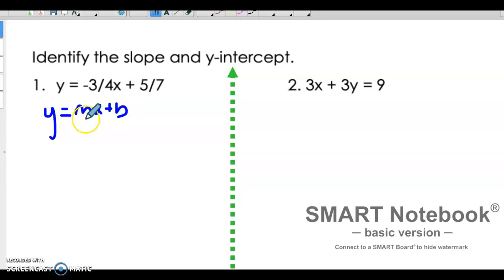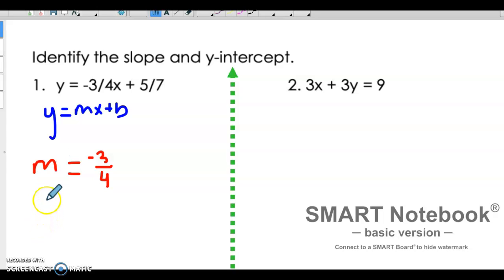where m is the slope and b is the y-intercept. So m is the coefficient in front of the x. So our slope is going to be -3/4. And then the y-intercept is just the number that is added or subtracted by itself in the equation. So it is the term that does not have a variable.